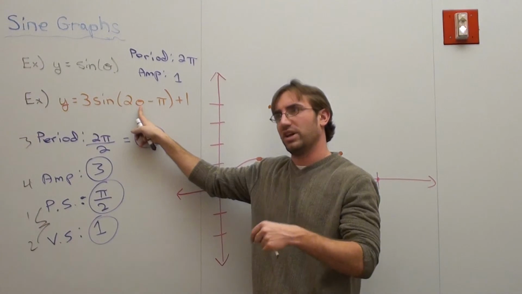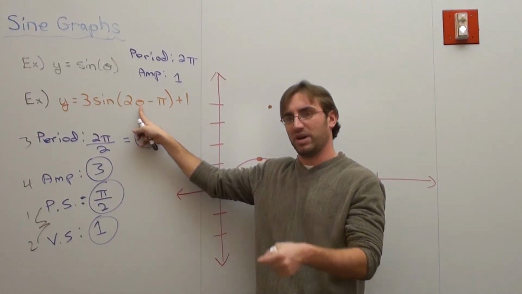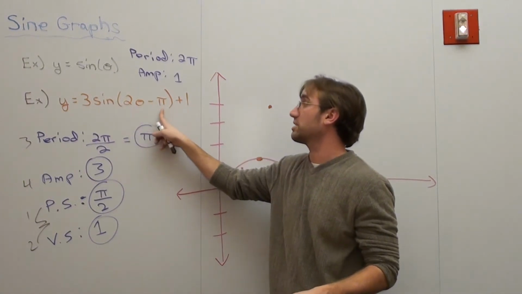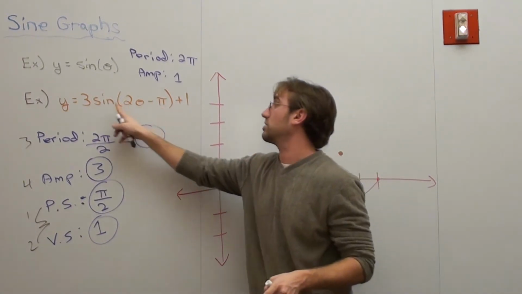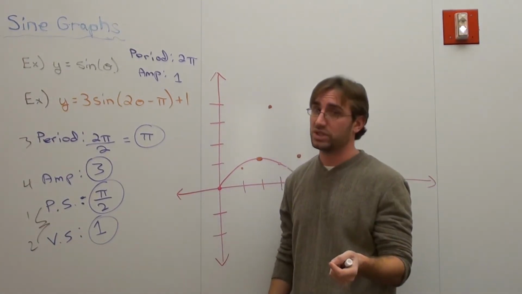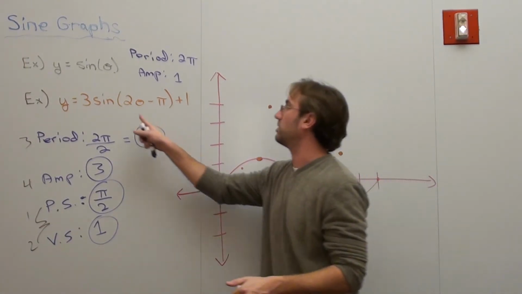2 times 5 pi over 8 is 10 pi over 8. 10 pi over 8 is 5 pi over 4. 5 pi over 4 is 225 degrees. 225 degrees minus 180 degrees is 45 degrees. So the sine of 45 degrees is root 2 over 2. Root 2 over 2 is about 0.707. You can check that in a calculator if you want to.